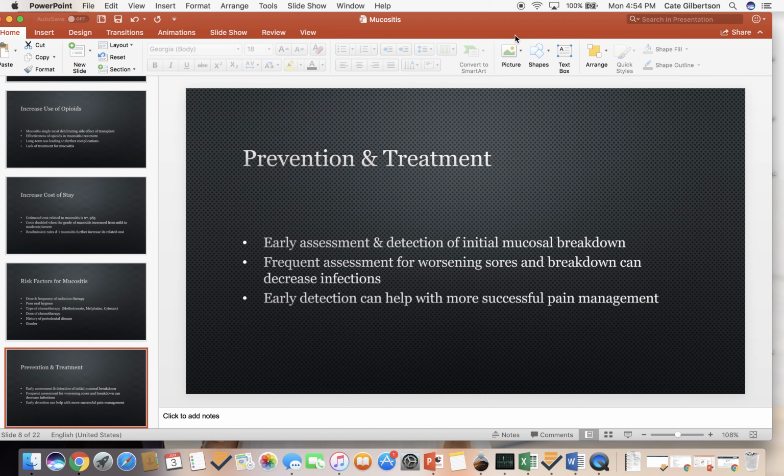We had a patient recently on Unit 4 who had a pretty significant super infection in his mouth, and there was question of it being a fungal infection at the time, and so really diligent assessment of that helped us to identify it before it got even further out of control. We got ENT involved and got things rolling, so making sure we're actually looking in the patient's mouth and aware so that we can keep track of anything that's looking like it's really getting infected, as we know that can spread very rapidly in our patients. We already touched on frequent assessment for worsening sores, and early detection can also help with more successful pain management too.